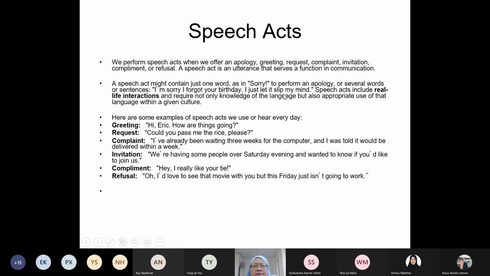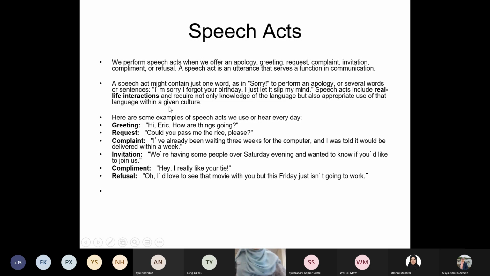So it could be one word. It includes a real life interaction, knowledge of the language, what to say and how to say it, but also appropriate use of that language within a given culture.